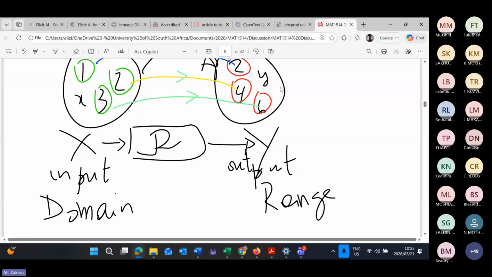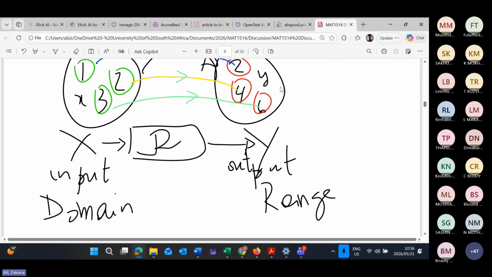1, 2, and 3, the one in the domain, X is the domain, and it is capital X, not small x. Small x is the one taking the values 1, 2, and 3, which is an element inside X. So small x is the input, and the domain contains all the inputs.